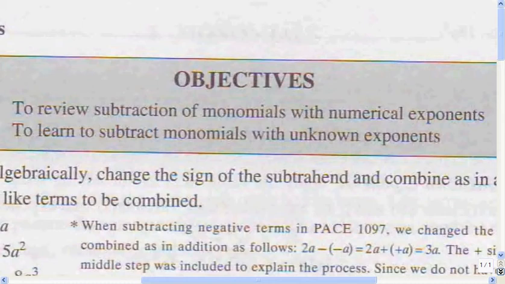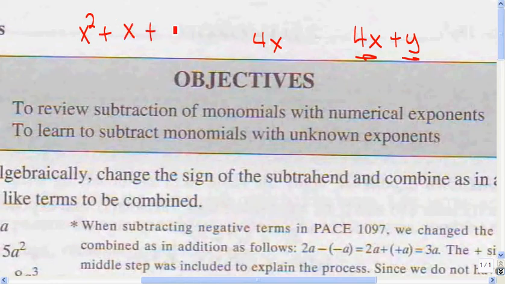Remember, in case you're wondering, what's a monomial? A monomial is an algebraic expression that only has one term. For instance, 4x is a monomial. A binomial would be 4x plus y because now we have two terms. A trinomial would be something like x squared plus x plus 5. That's a trinomial because you have three terms. Tri means 3, bi means 2, and mono means 1.